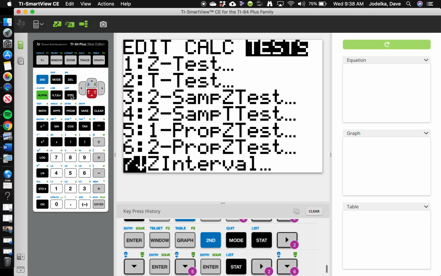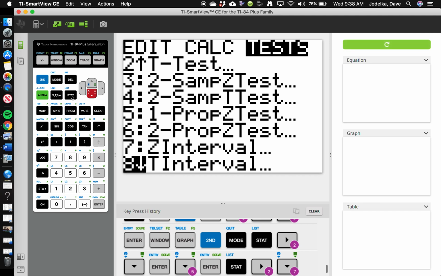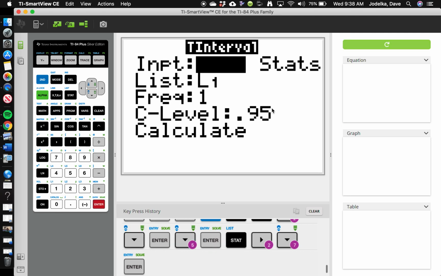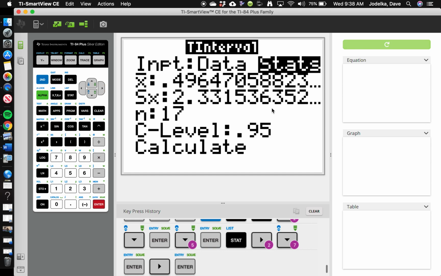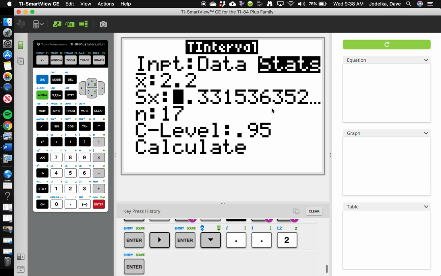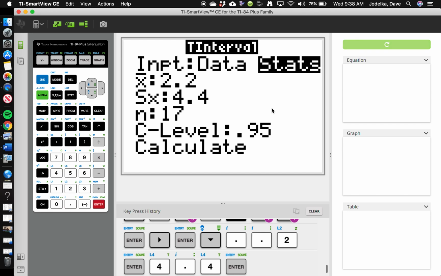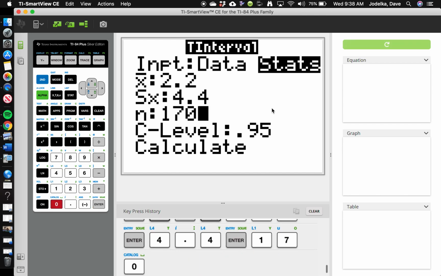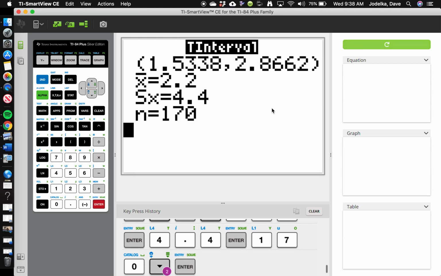Let's go down and check. It's just a single t interval. And instead of doing data, you go to stats. And this is where you would put in your mean and your standard deviation. So this was 2.2. And this was 4.4. Your sample size was 170. The confidence level was 95. And here we go. So this would tell you that of those couples that you sampled, the mean difference in age between husband and wife was 1.5 and 2.8 years.